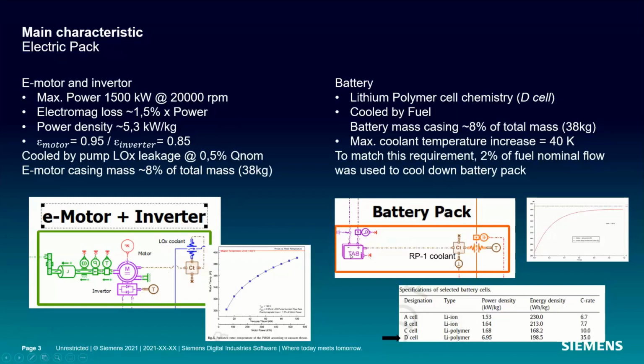And then if you look at the battery pack, again, this is another library located in Amesim, drag and drop, but then we have that RP1 coolant, which is that orange that's flowing along the casing of the battery. You see here, this is the specification of the specific battery we use, right? So we talked about that battery density or energy density as well as your C rate.